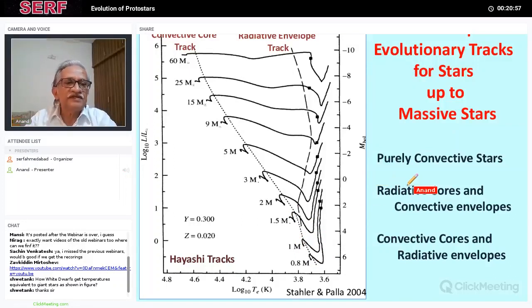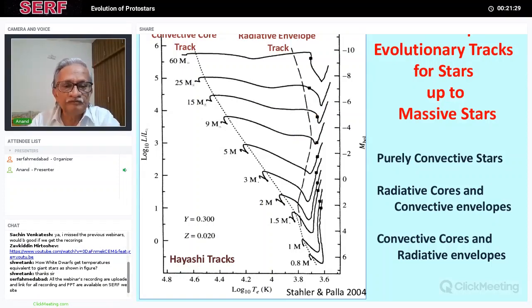Basically, stars below about 0.3 solar masses or so are purely convective while they are on the main sequence. Sun-like stars, low mass stars or intermediate mass stars have radiative cores but convective envelopes, and you have high mass stars with convective cores and radiative envelopes. This is what it leads to. These are all called Hayashi tracks, pre-main sequence evolutionary tracks.